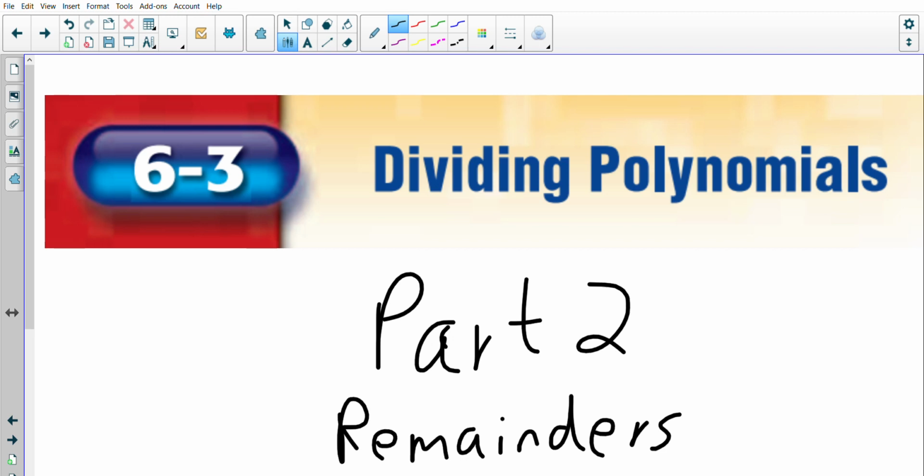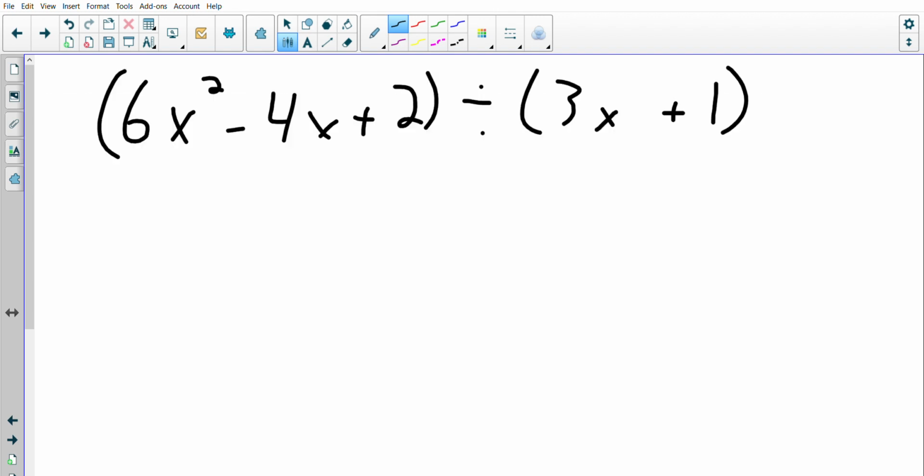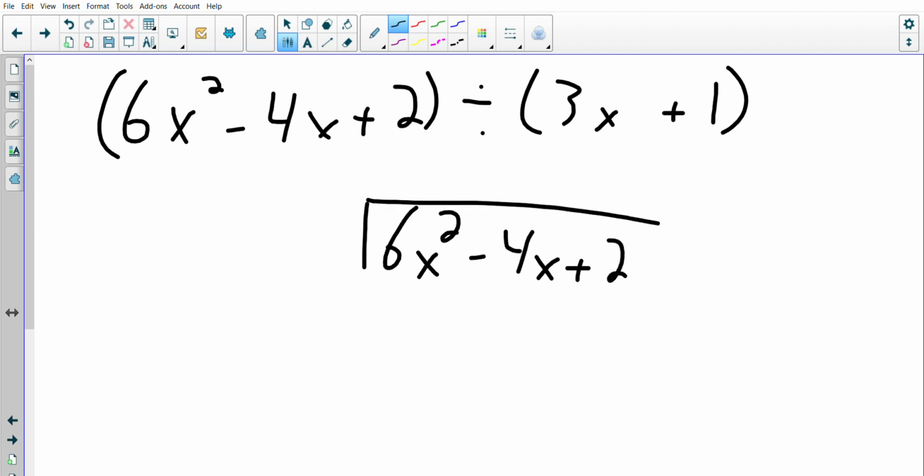In this video, we're going to look at section 6-3, dividing polynomials, part 2, but today we're going to focus on remainders, because when we divide, there's a chance we might have remainders. So, I'm still going to start my problems the exact same way. 6x squared minus 4x plus 2 divided by 3x plus 1.